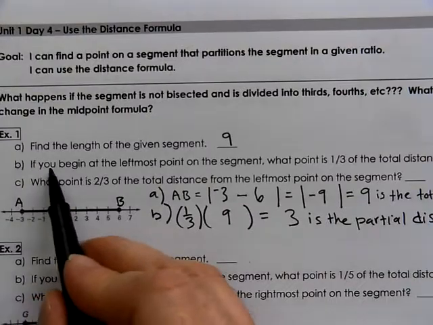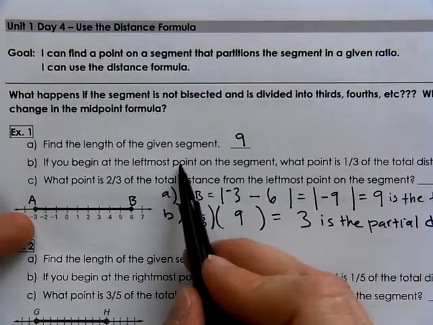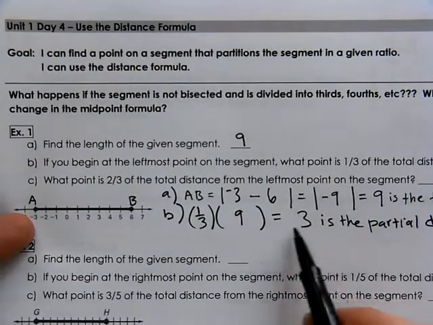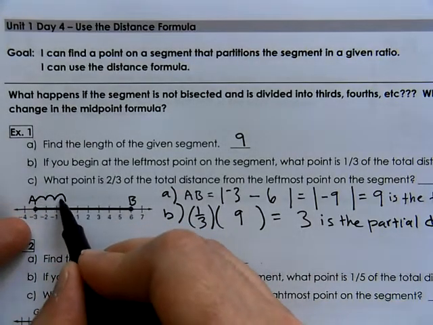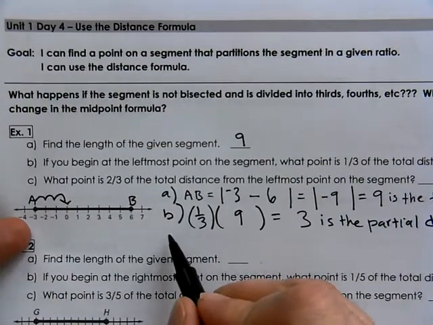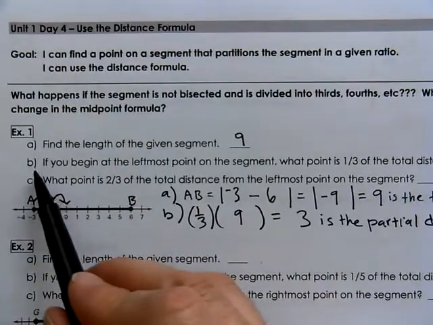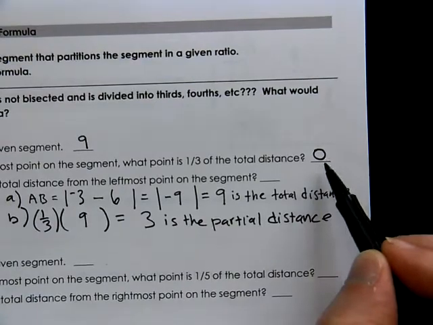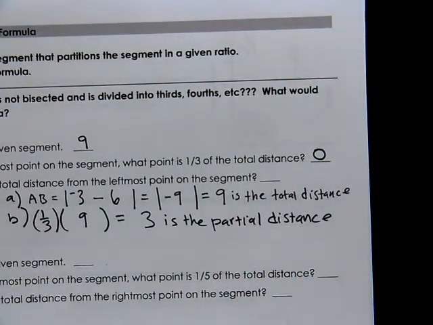So here in part B it says if you begin at the leftmost point. So you have to start at A, and you have to travel across the number line the partial distance of 3. So that means we're going to count 1, 2, 3. That's the answer. They're asking us then, where do we end up? We end up at 0. So to fill in the blank, we place 0. That's the value on the number line we end up at after traveling 1/3 of the total distance.